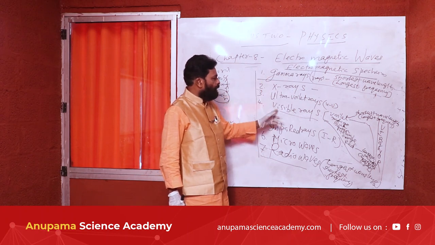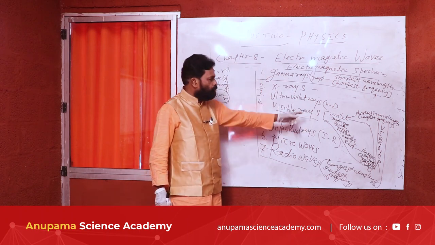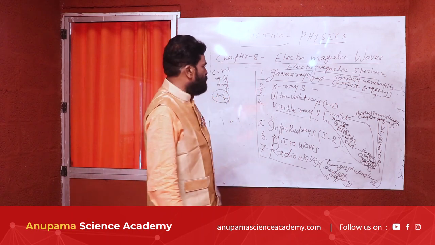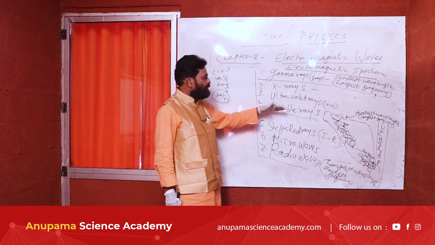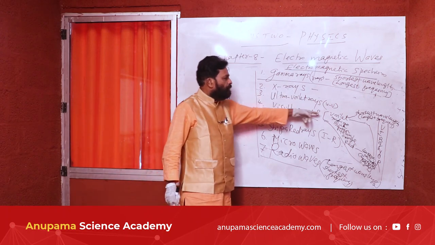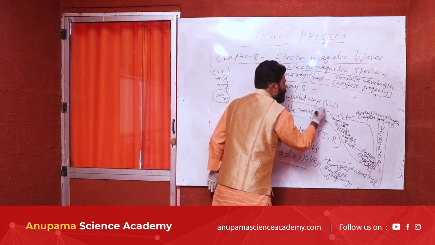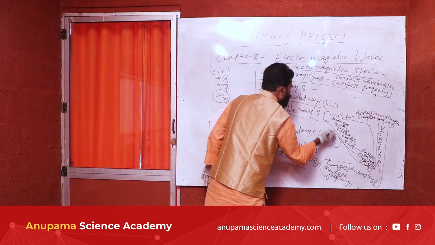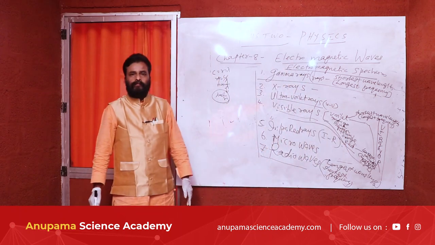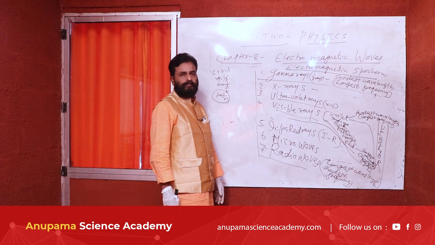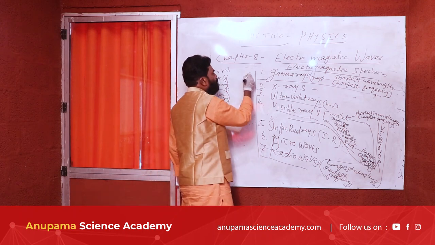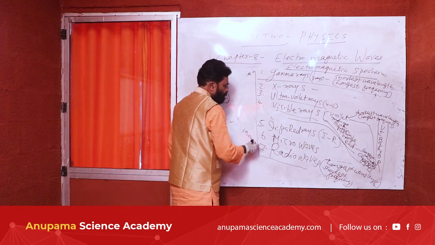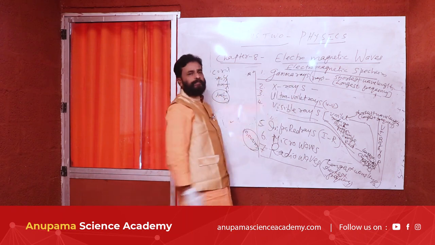Invisible radiations, only visible is this violet to red. All are invisible to human eyes. The radiations just beyond violet, that is ultraviolet rays. The radiations just after red we call infrared radiation. The entire range of spectrum, that is from 0.1 Angstrom unit to 10,000 meters, we call electromagnetic spectrum.